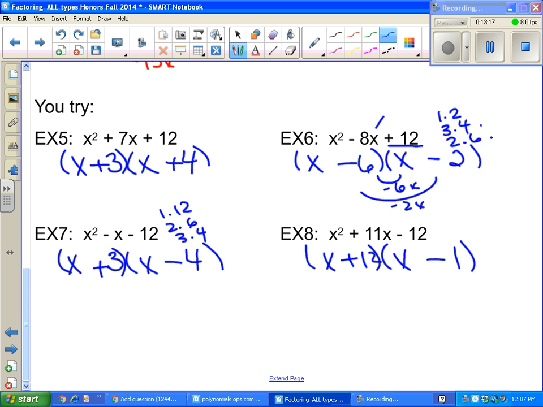Here I need factors that would subtract to give me -1. So because the last term's negative, I'm going to mentally subtract. So 3x, outers would give me -4x, and that's going to give me -1x, which is what I needed. Factors of 12 are the same ones. This time, because the last term is negative, I'm going to subtract to get 11. So the 2 factors I need are 12 and 1, and my bigger number, 12, needs to match the sign of the middle term. So I need a positive with the 12 and a subtraction with the 1. All right.